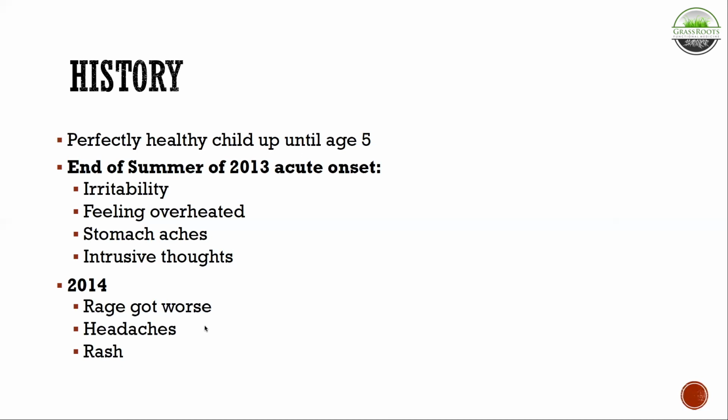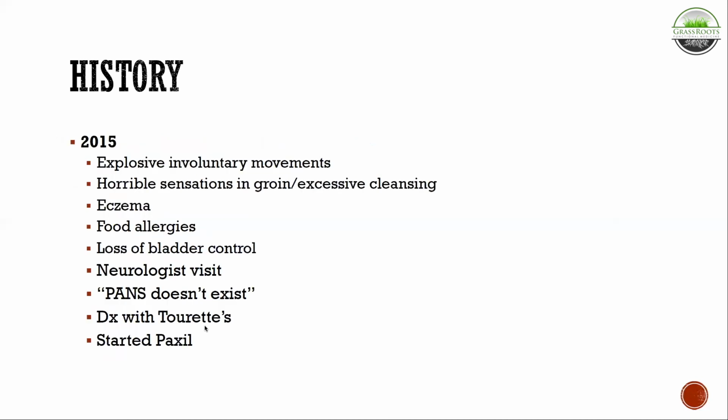2014, his rage just skyrocketed. It started with headaches and this peculiar rash that came out of nowhere and was not responding to any specific treatment. 2015, explosive involuntary movements, horrible sensations in his groin, excessive cleansing, more of this OCD type of behavior. He had eczema pop up, food allergies pop up, loss of bladder control. So you can see his immune system was starting to become very dysfunctional, was starting to crash.